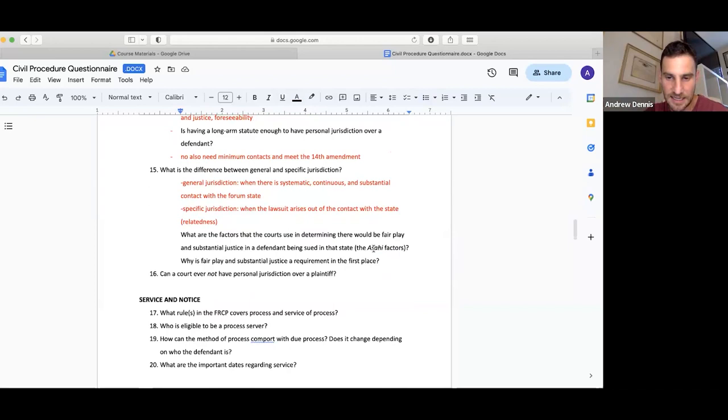The Asahi factors. That's not a car, right? I think so. Motorcycle accident, but yeah, same, yes.